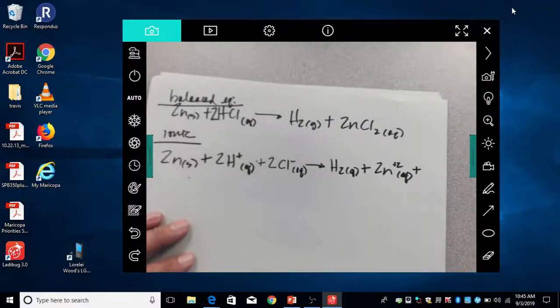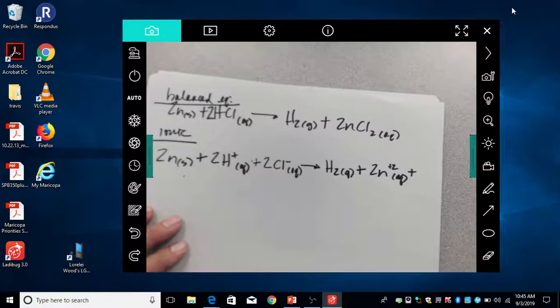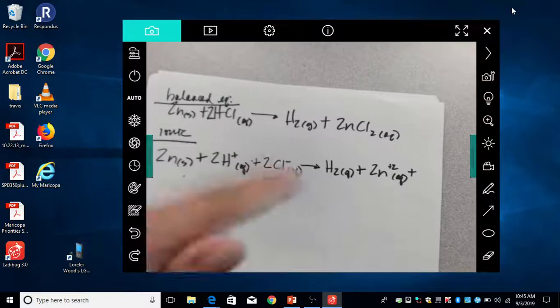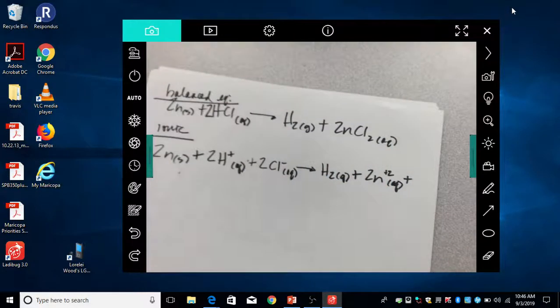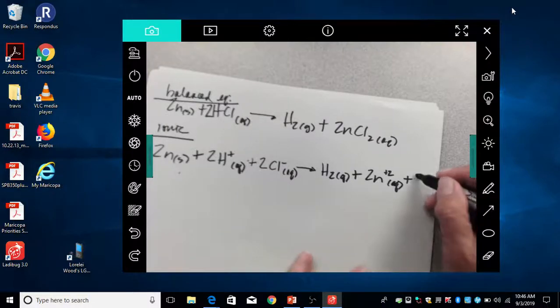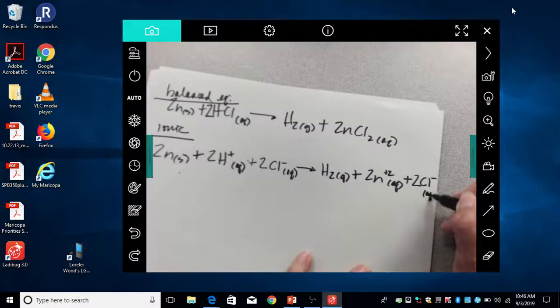And here's where a lot of people go wrong. 2 Cl minus, not Cl2. Chlorine gas. When you hear the words chlorine gas, yes, that's Cl2. But this is not chlorine gas. Is that a gas? No, aqueous solution means you have ions in solution. So you have 2 of those chloride ions in aqueous solution.